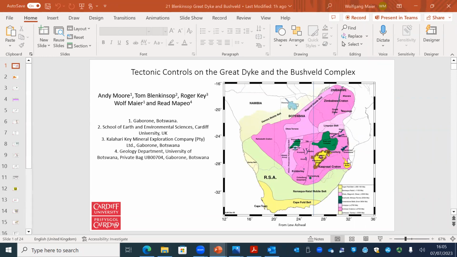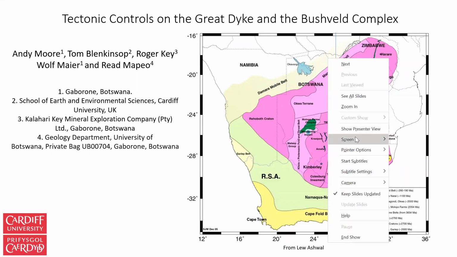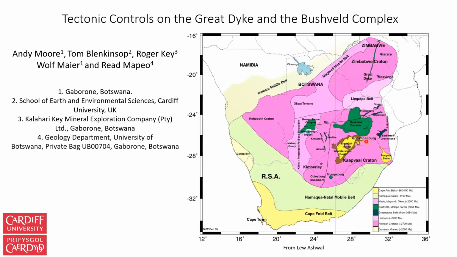Okay, so our next talk is going to be a keynote. It's going to be Tom Blenkinsop, all the way from Cardiff, who's going to give us a talk on a more tectonic, structural, bigger scale viewpoint of not just the Bushveld, but the Great Dyke as well. So, thanks very much, Dave.